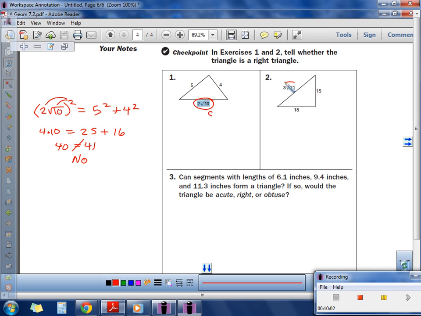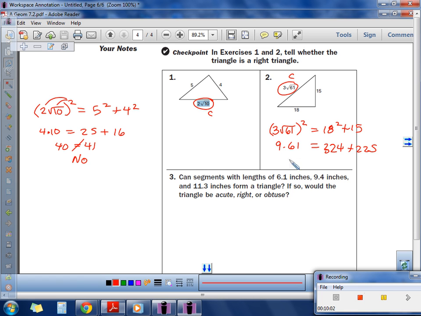Over here, the longest side is that one. That's my C term, so 3 square root of 61. We've got to square it. We then have 18 squared and 15 squared. I don't know 18 squared. What's that? 324. 15 squared is 225. Once again, 3 squared is 9. The square root of 61 squared, they cancel, so I'm left with just 61.